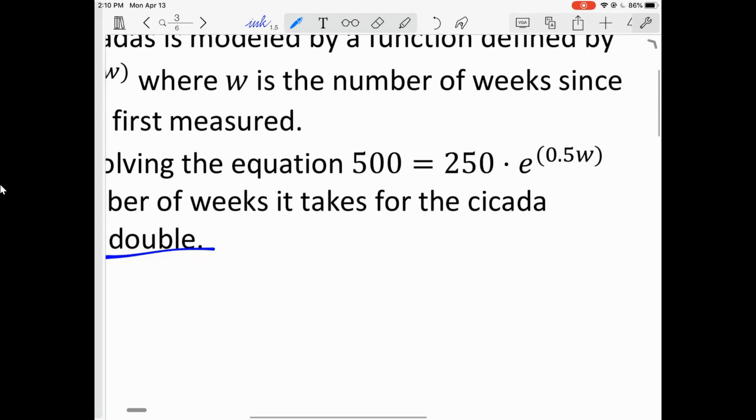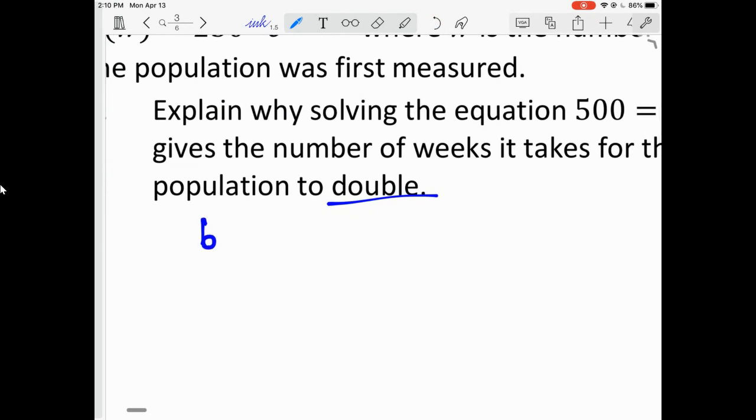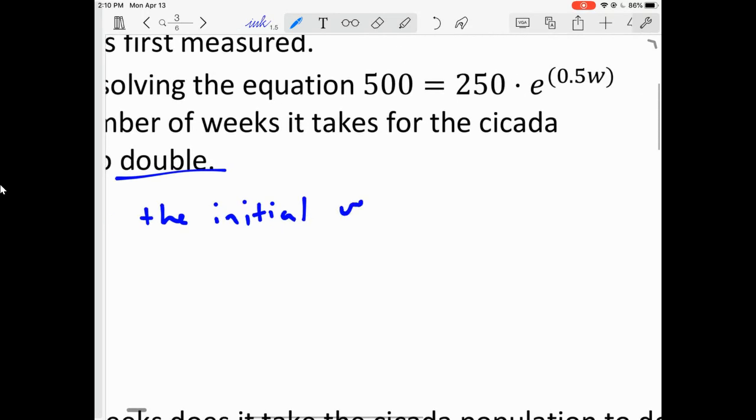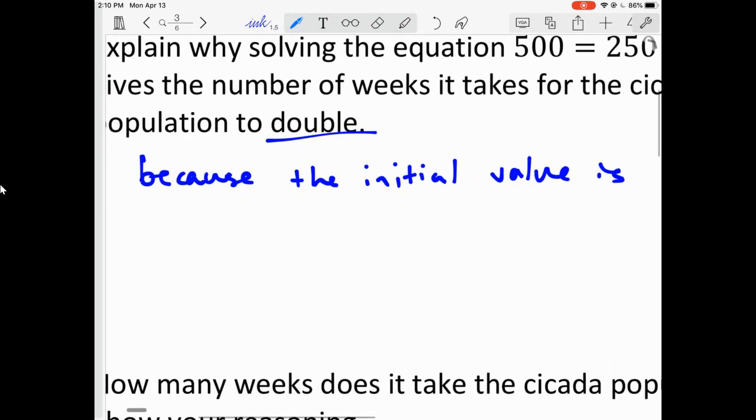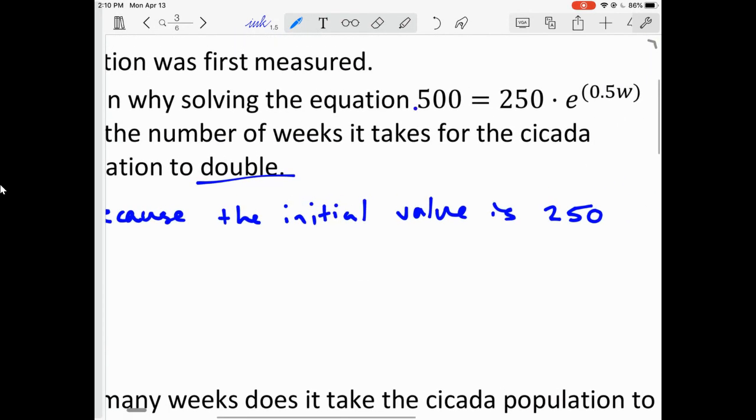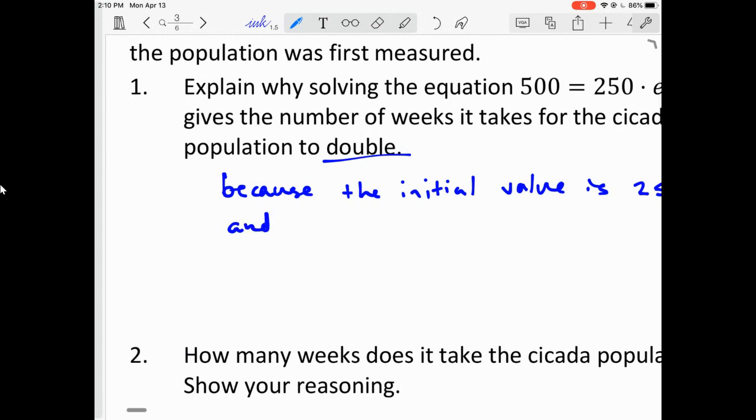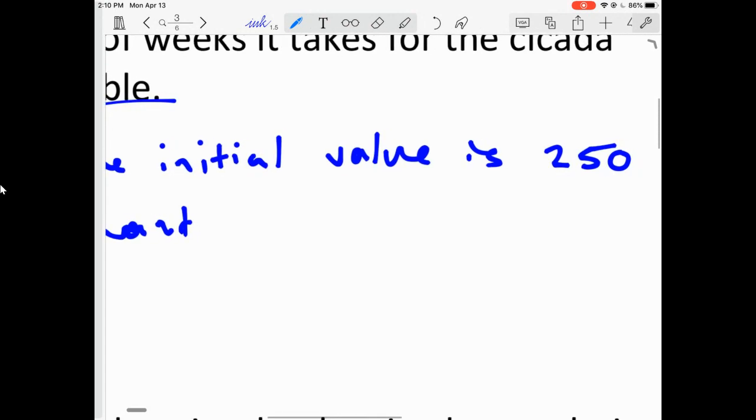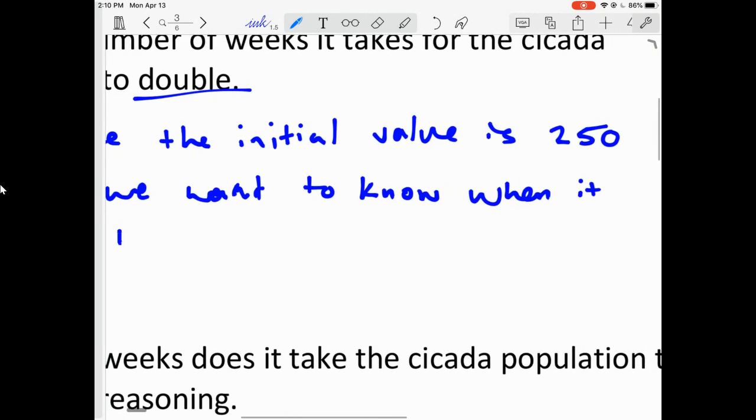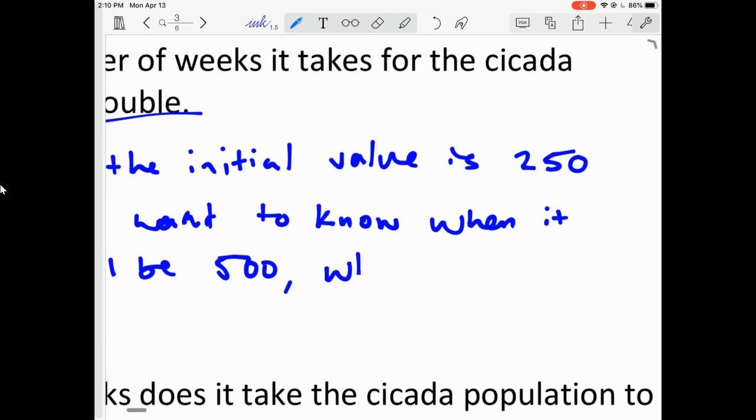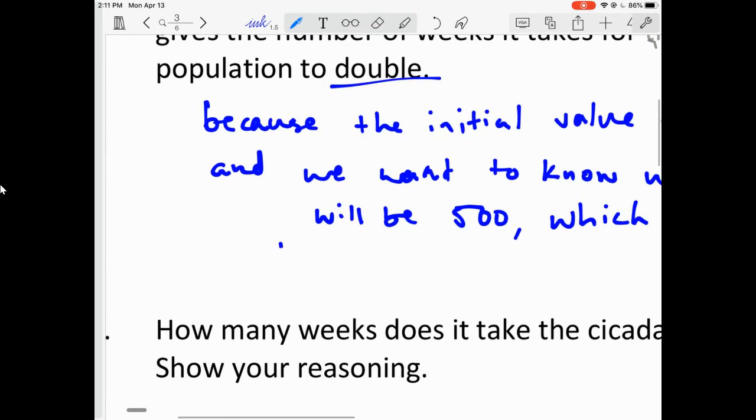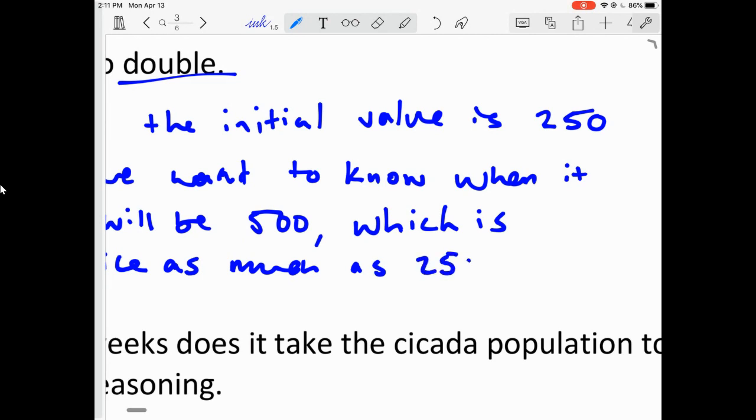Well, looking at the expression, we know the initial value is 250. So because the initial value is 250, and if you look at this, it wants to know when it will be 500. And 500 is double 250. So which is, we'll say, twice as much as 250.